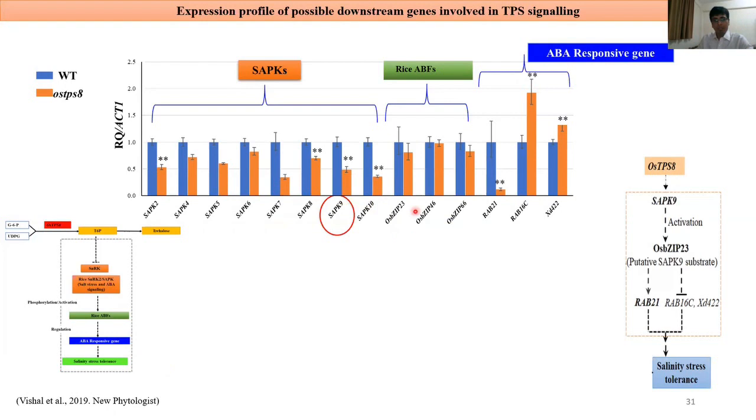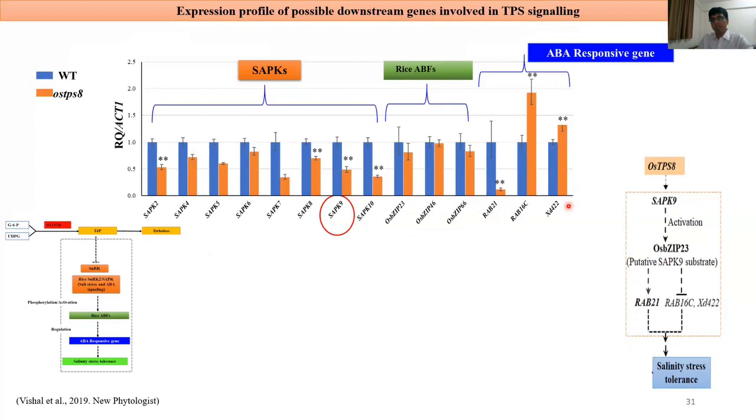So there are three known ABFs, which are the downstream targets of SAPK9. What we observed is that there is no change in the transcript level of these ABFs. This is due to the fact that SnRK2 affects the protein level of the ABFs, but not the transcript level. That is why we do not see any change in the transcript level. However, the ABA responsive gene that is regulated by the ABFs is significantly affected. You could see the downregulation and the upregulation of the ABA responsive genes.